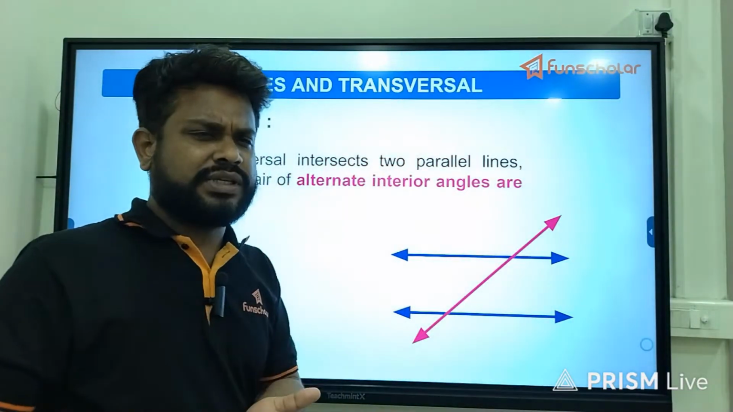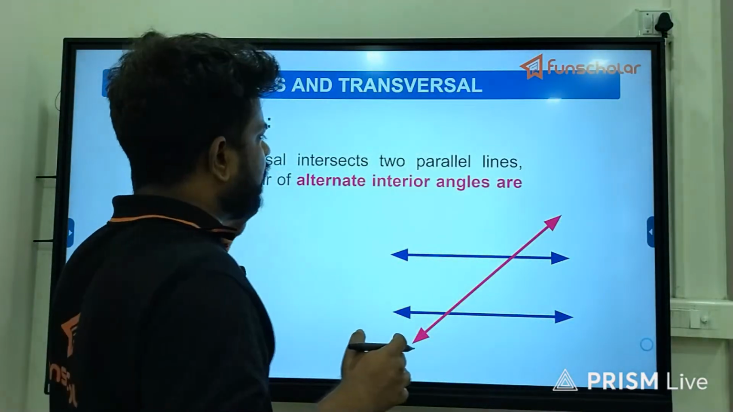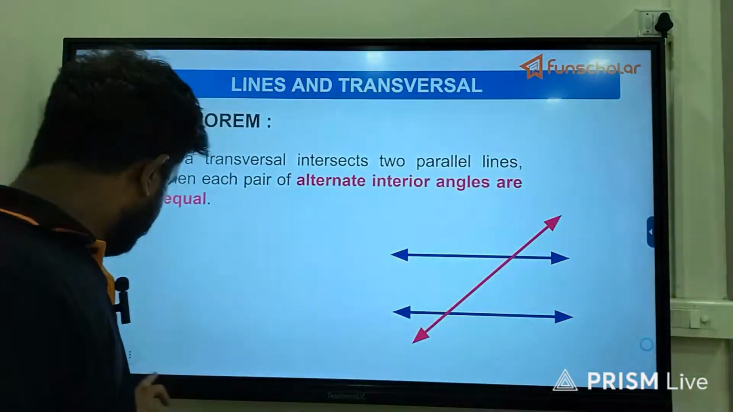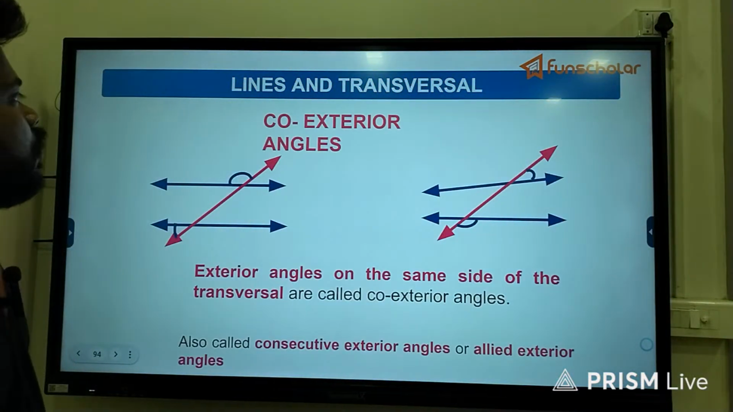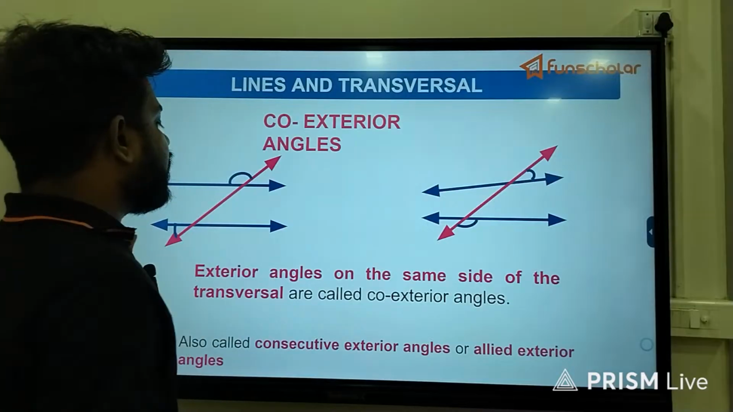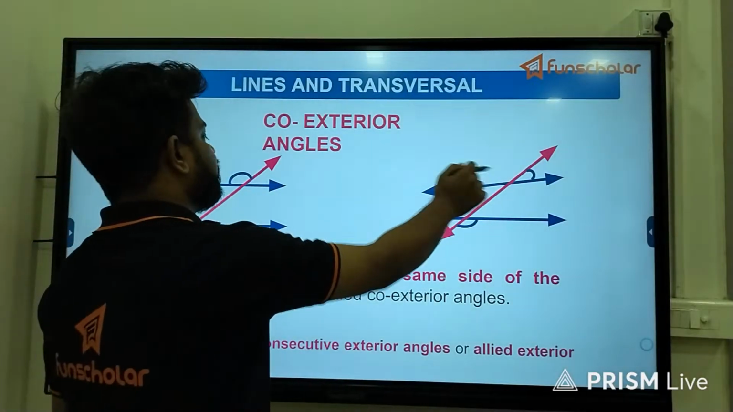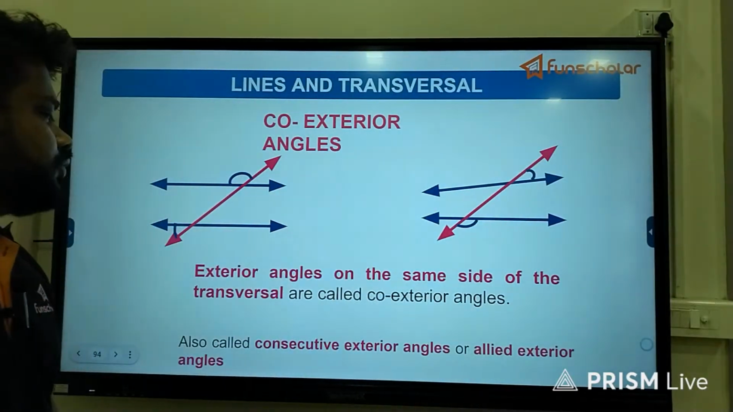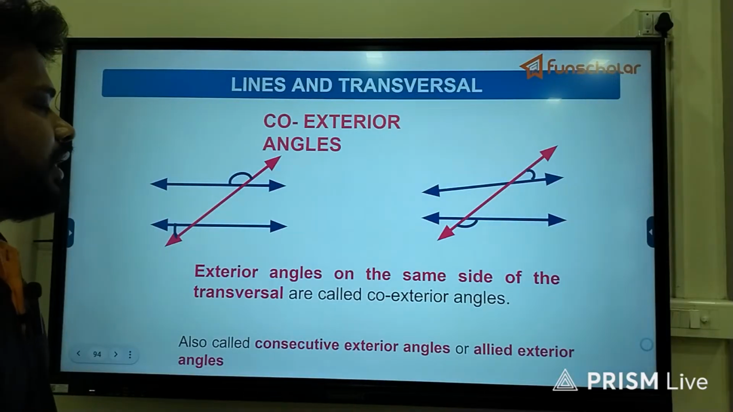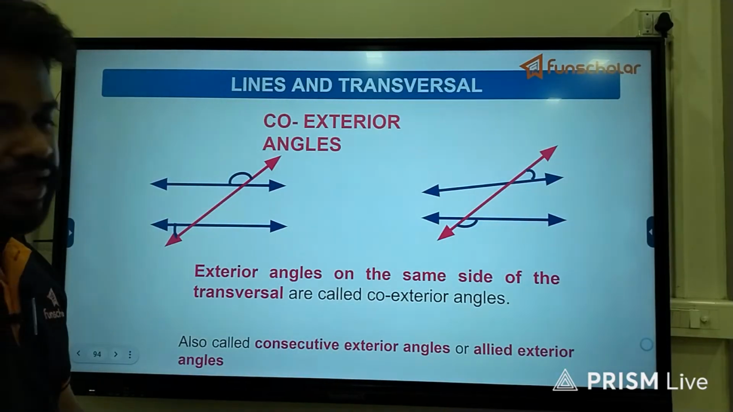So for the theorems, you have to just check the book whether the theorem's proof is in your syllabus or not. If not, then you just have to remember this. Co-exterior angles: exterior angles on the same side of the transversal are called co-exterior angles, like for these two angles and these two angles. Also called consecutive exterior angles or allied exterior angles.